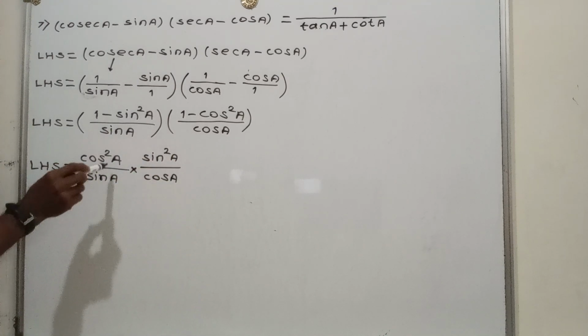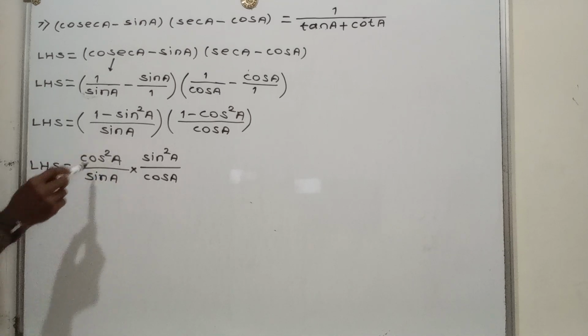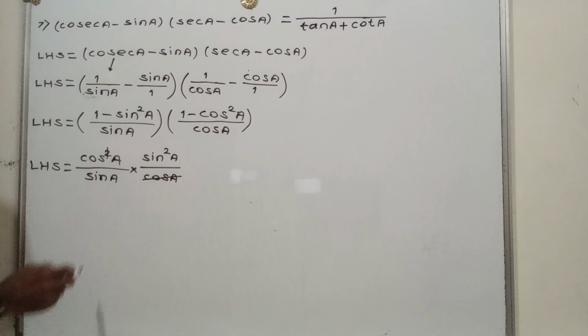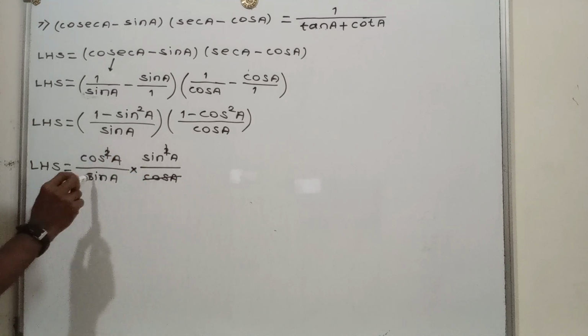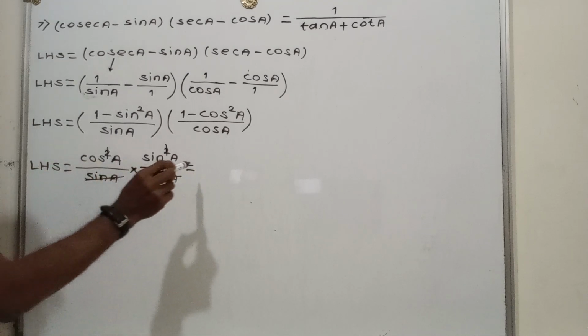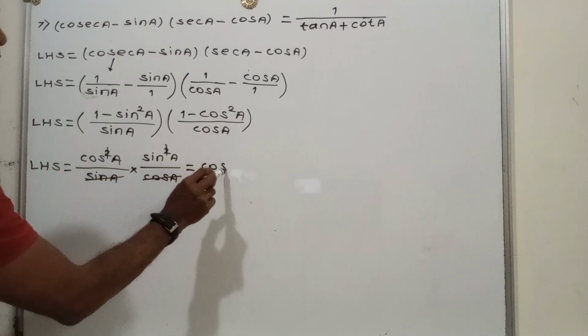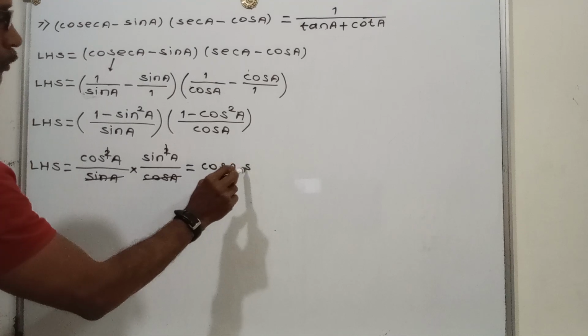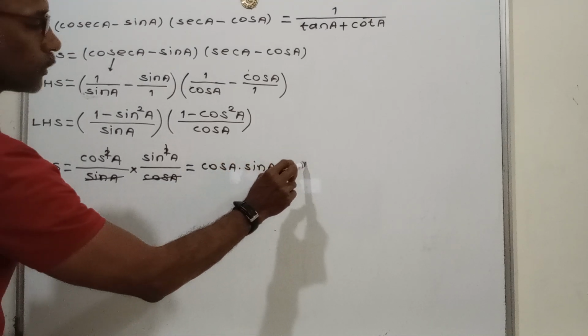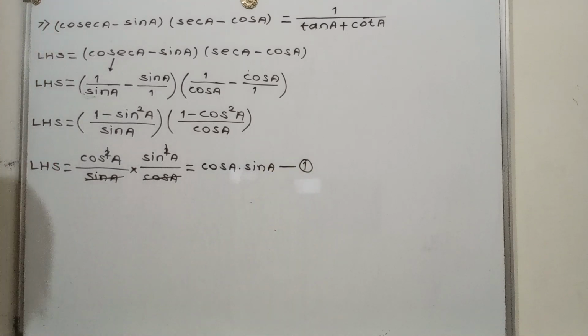Now see this, here cos square A means this square, and complete cos A cancelled, this square and this cancelled. Therefore, LHS is equal to cos A into sin A. This is our equation number 1. Now we take RHS.